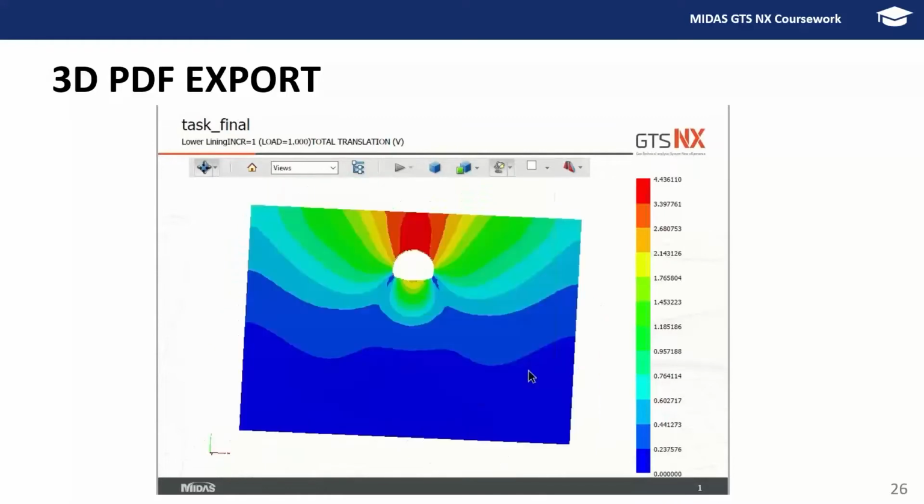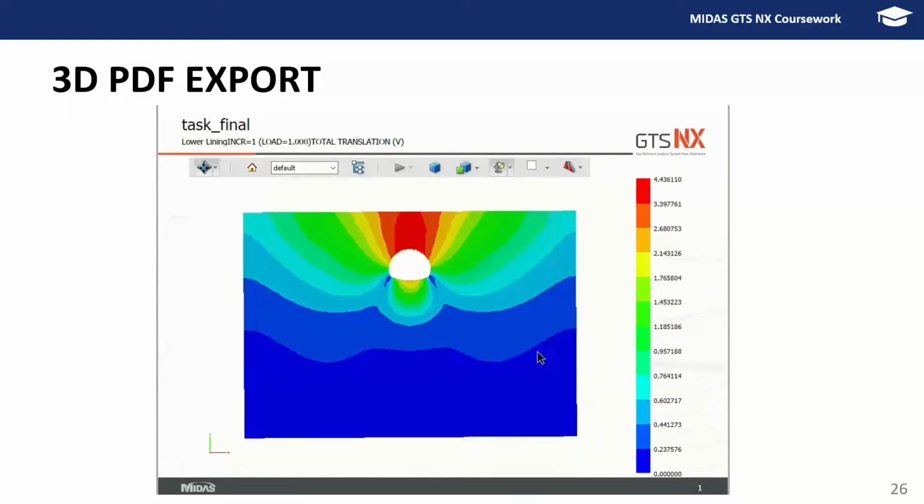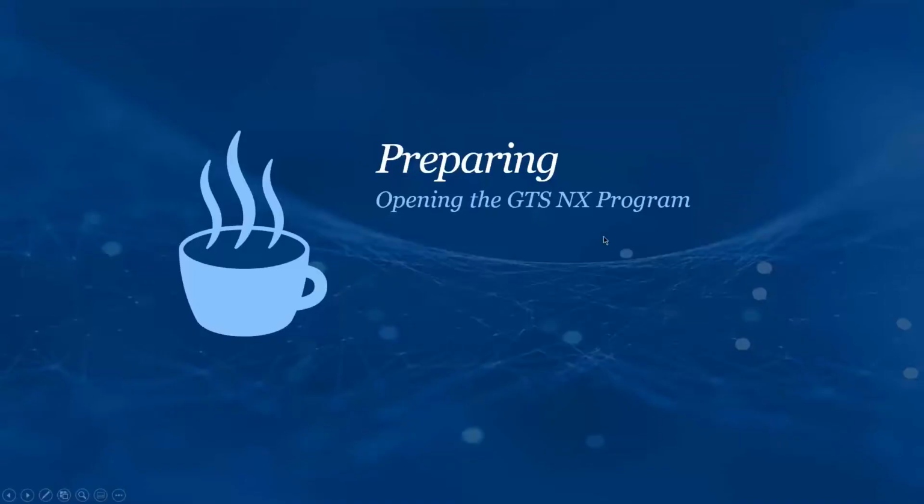Now we will go to polls. So after the polls, we will slowly go towards the GTS NX program, where I'll show you how to create the model. So we will go to the polls now, and then we'll go towards the model.